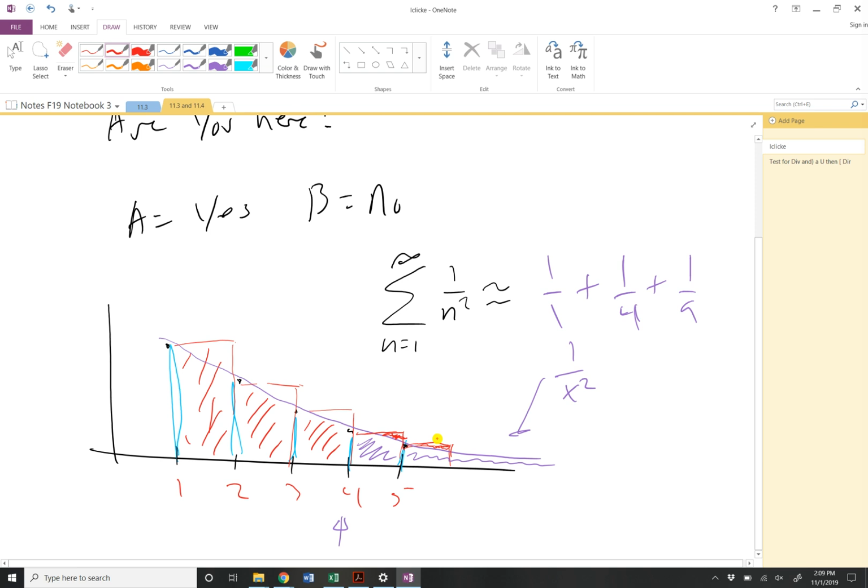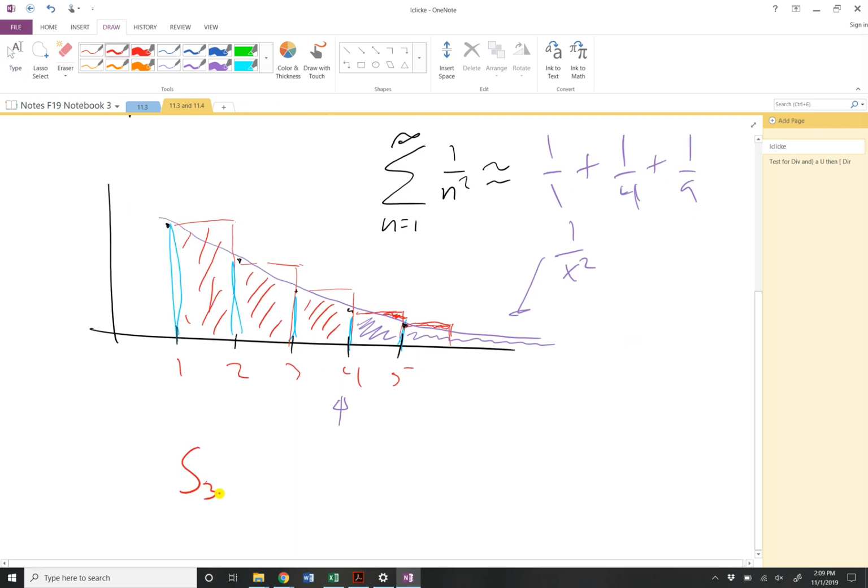So if I take the first 3 and add onto it the integral from 4 to infinity of 1 over x squared dx, is that larger or smaller than my true sum? It's got to be smaller than my true sum. These first three terms are exactly the same as the first three terms of my actual sum, but the rest is smaller than it. So this is going to be a lower bound of our actual sum.